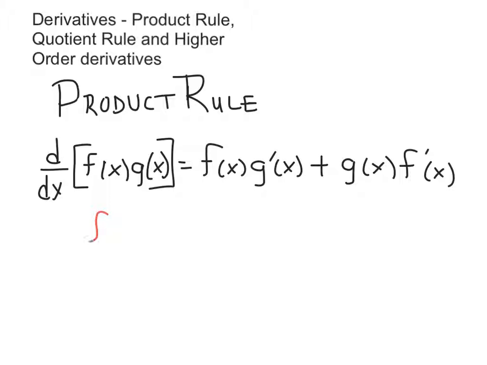So if you have a function f times a function g, you multiply the function times the derivative of the other function and then take the second function and multiply it by the derivative of the first. This might be a little bit easier for you to read or make sense of.